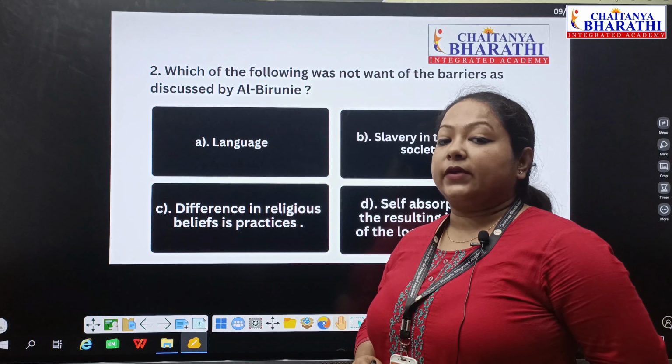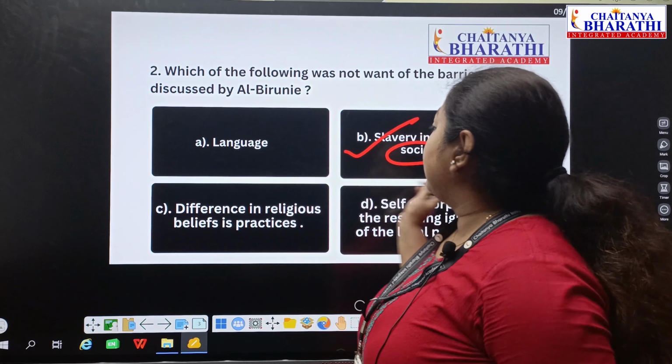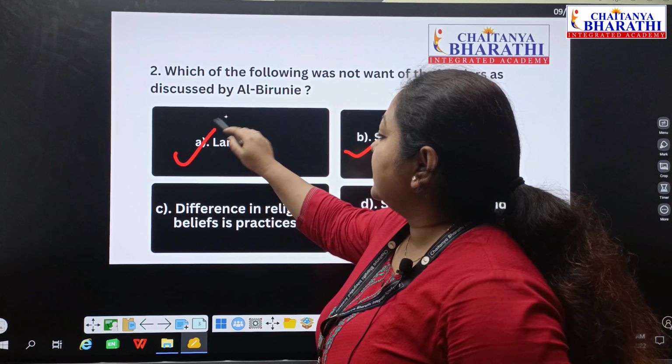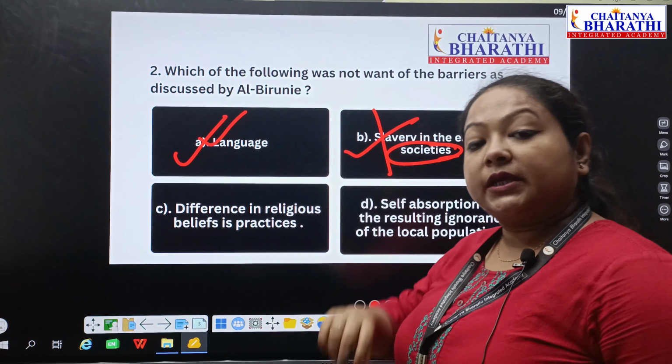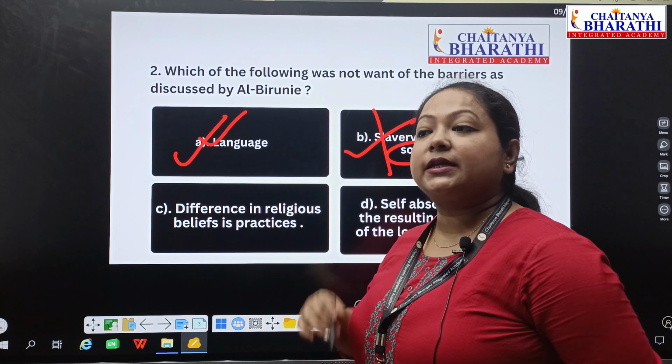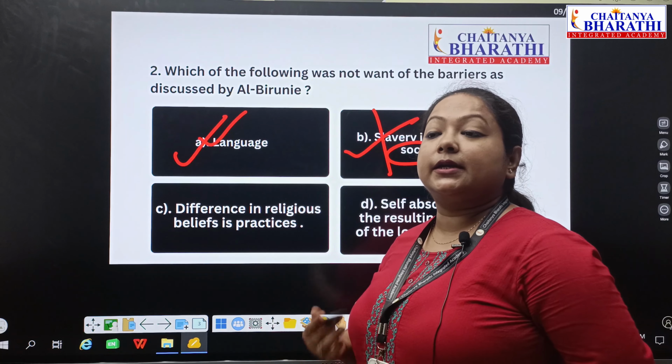It is slavery in the Eastern society. That means Al-Biruni never discussed anything about the slavery that was maybe practiced or may not be in the Eastern society. This thing was not there in his account. But apart from this, if we see language, yes, he has definitely written things about language because he himself was interested in learning Sanskrit.